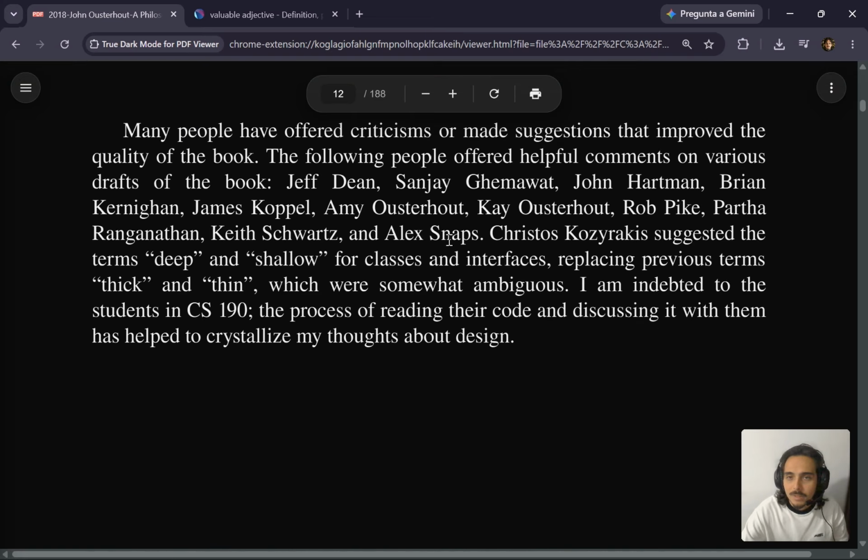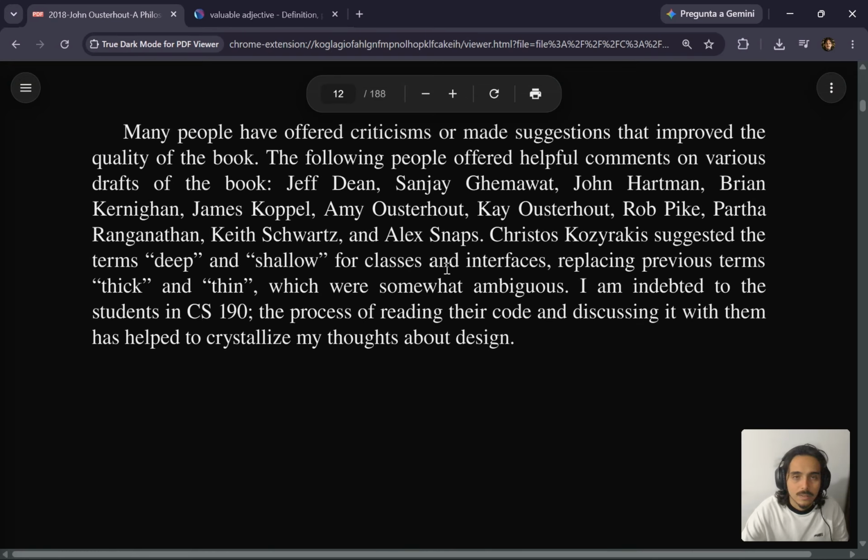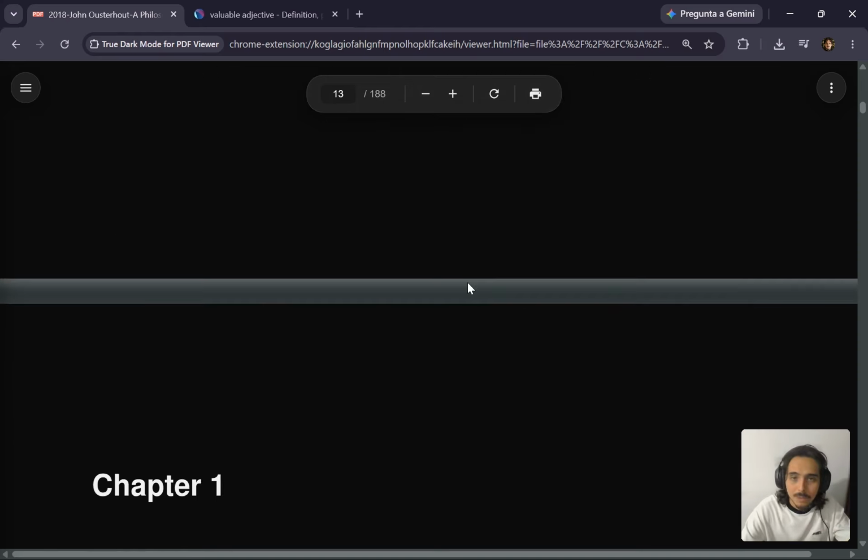He's mentioned people that were important in the development of this book. We can skip that with all due respect, of course.